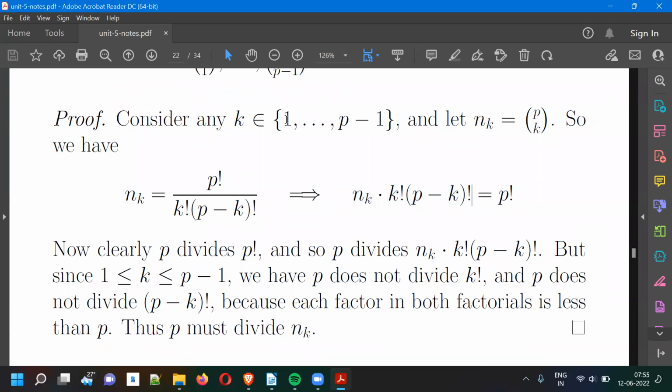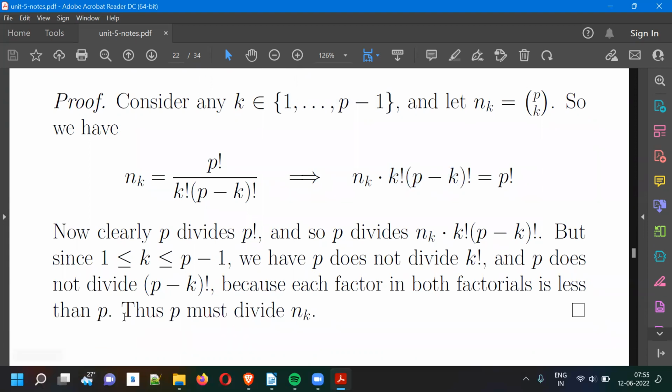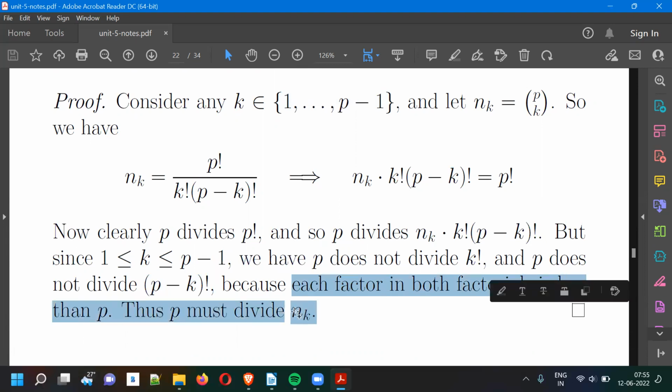But now, since k is between 1 and p minus 1, all the factors in k factorial are less than p. All the factors in (p minus k) factorial are also less than p. So since k is between 1 and p minus 1, p cannot divide k factorial and p cannot divide (p minus k) factorial, because each factor in both these factorials is less than p.